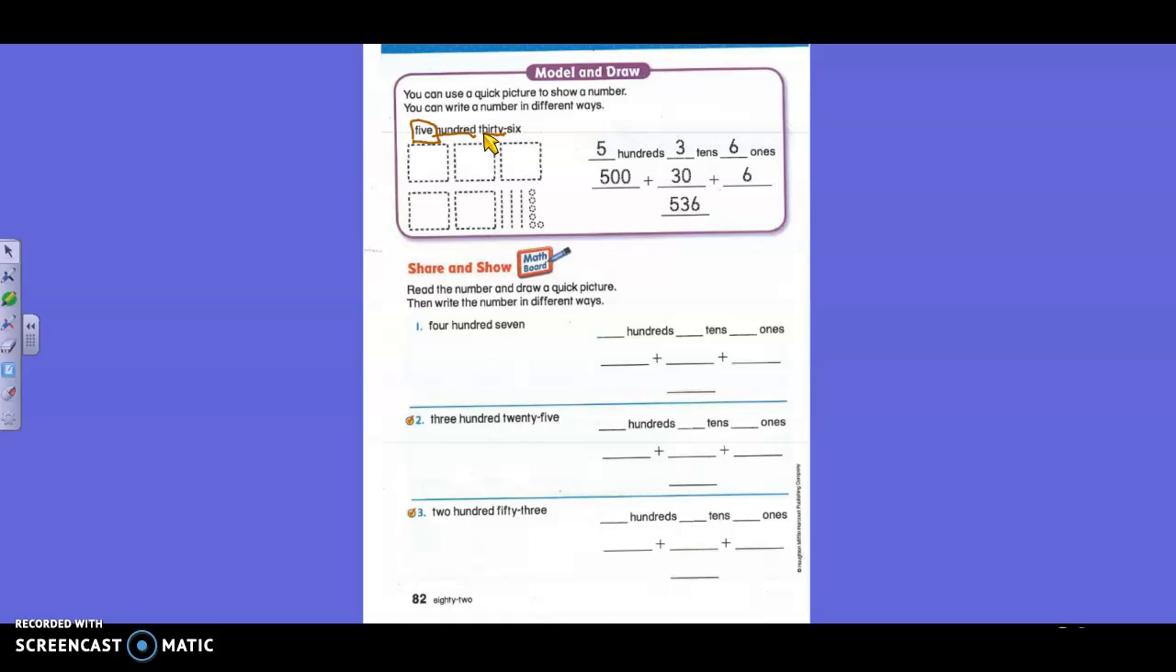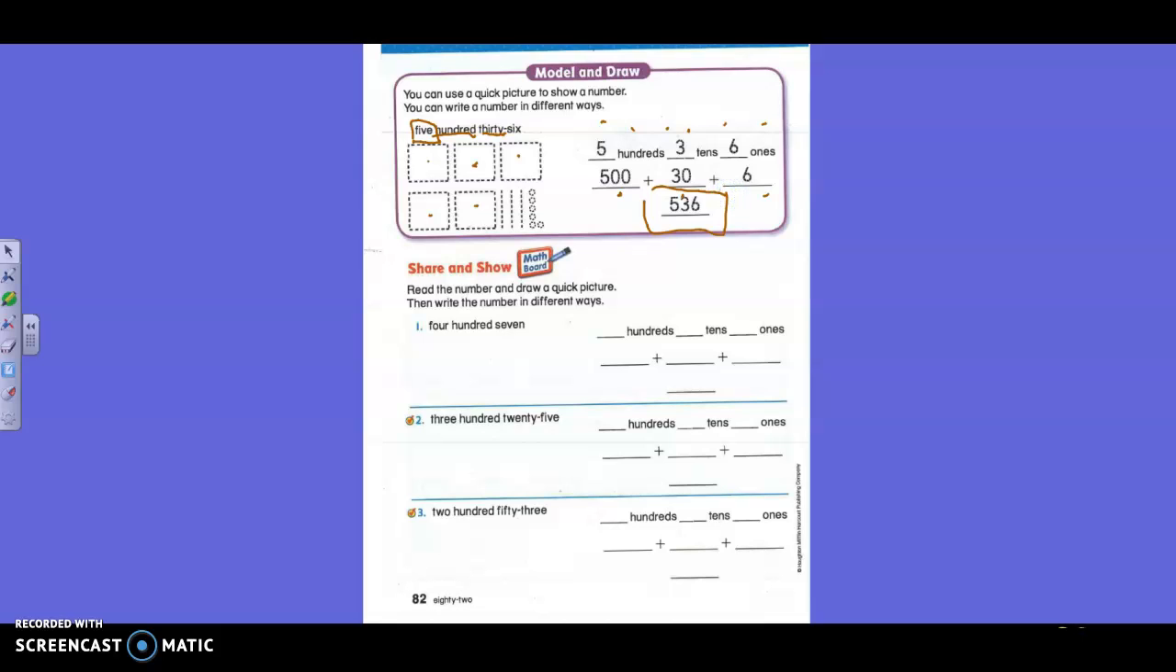Okay, you could draw the picture with 5 hundreds squares, right? 3 tens for 30 and 6 ones for 6, right? You could write it 5 hundreds, 3 tens, and 6 ones. You could write it 500 plus 30 plus 6, 536. Or you could write it just in plain 536.